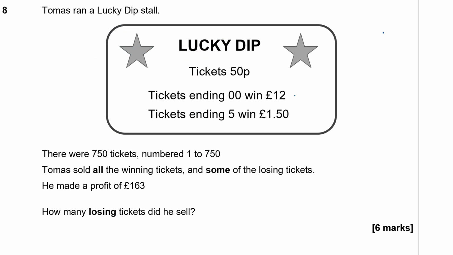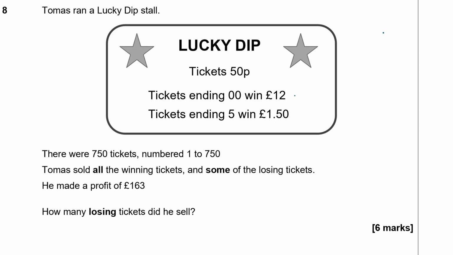Question 8 tells us that Thomas ran a lucky dip stall. So he's got a lucky dip and he's selling tickets at 50p each. I suppose he's got a bunch of tickets in the bag. People come along, give him 50p and pull a ticket out of the bag. Now if the ticket ends in 00, they win £12. If the ticket ends in a 5, they win £1.50. And there's some more information underneath.